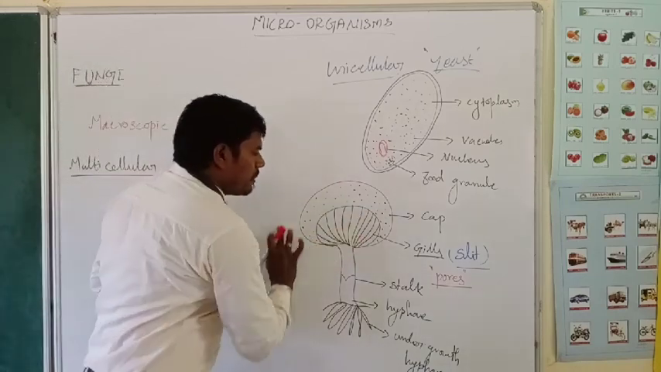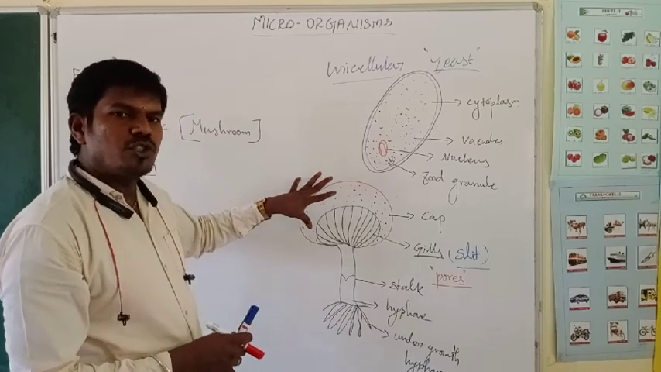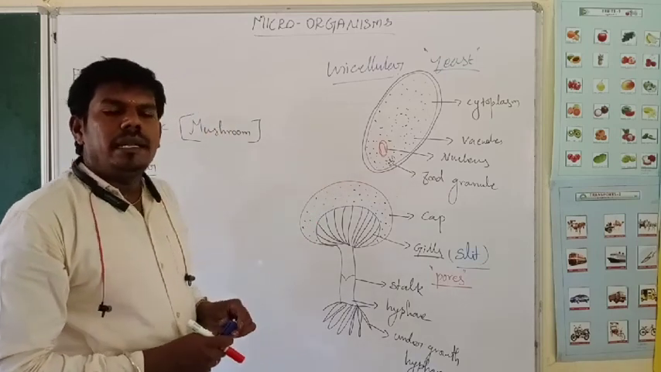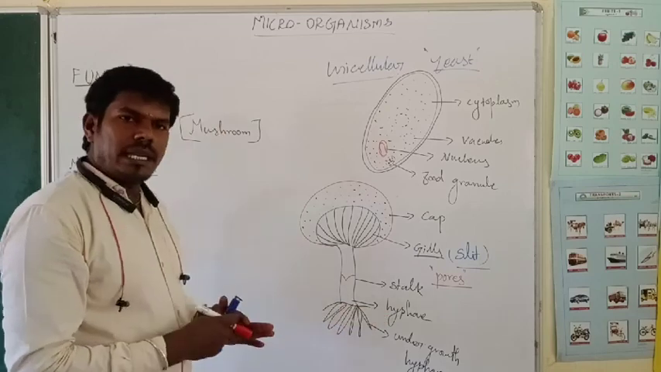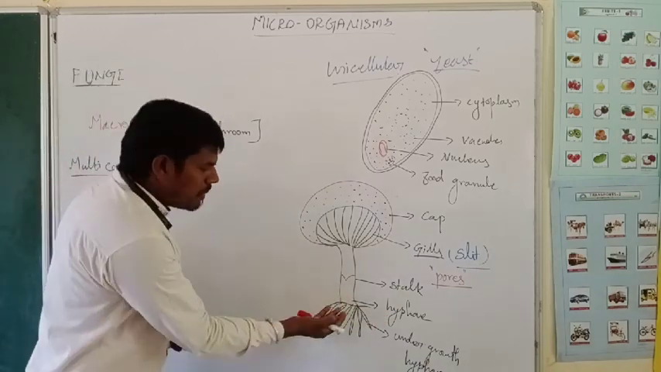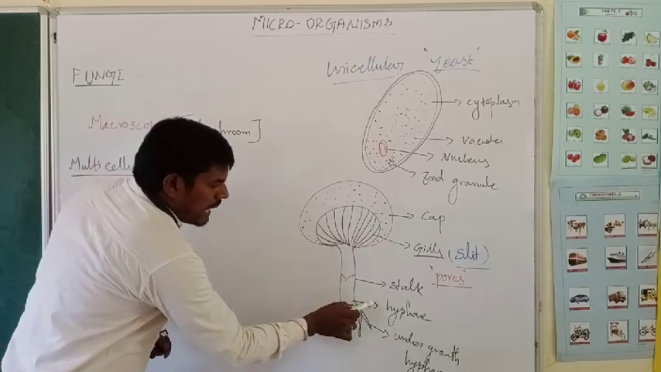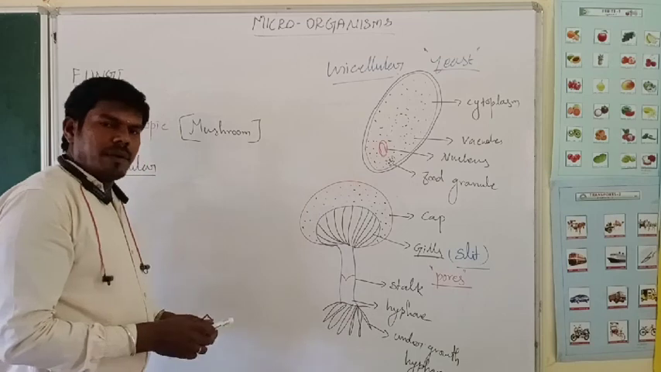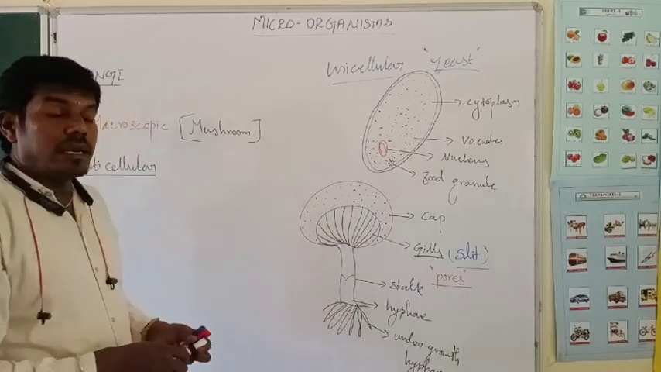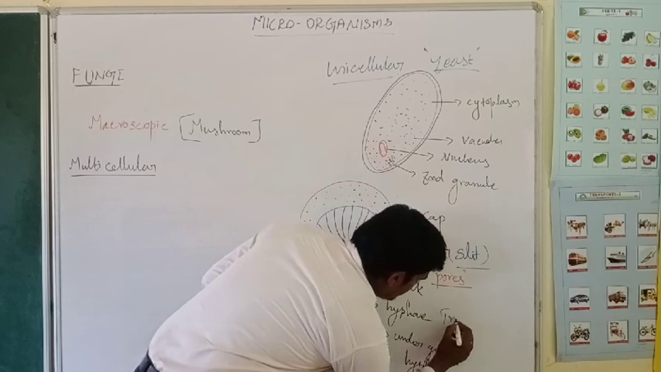This is the edible part. The cell wall of the mushroom is composed of chitin. The hyphae are thread-like structures, present at the bottom of the mushroom. Why are the hyphae present? What is the main function of the hyphae? The hyphae are involved in transport.